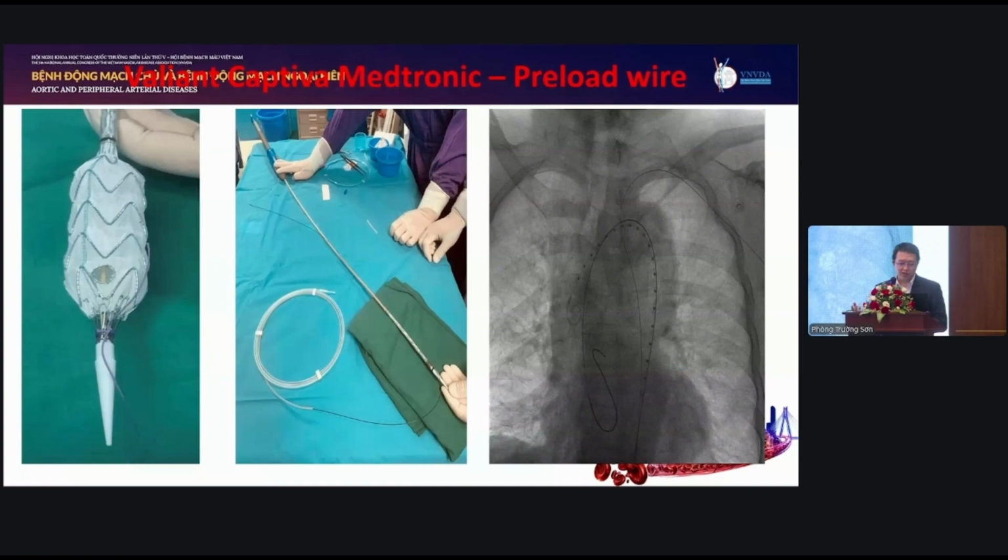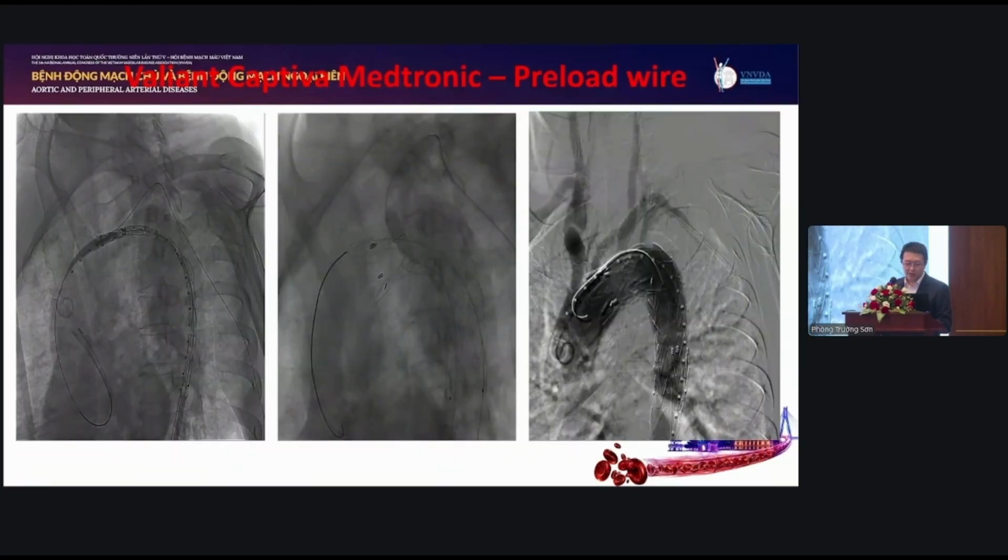You can use a Terumo wire, a short wire of 20 to 60 centimeters. It's easier. You can take it from the brachial artery and through the wire. You can open the stent graft. You can see that when I push the stent graft for the outer curve, the preload wire may not wrap over the stent graft.